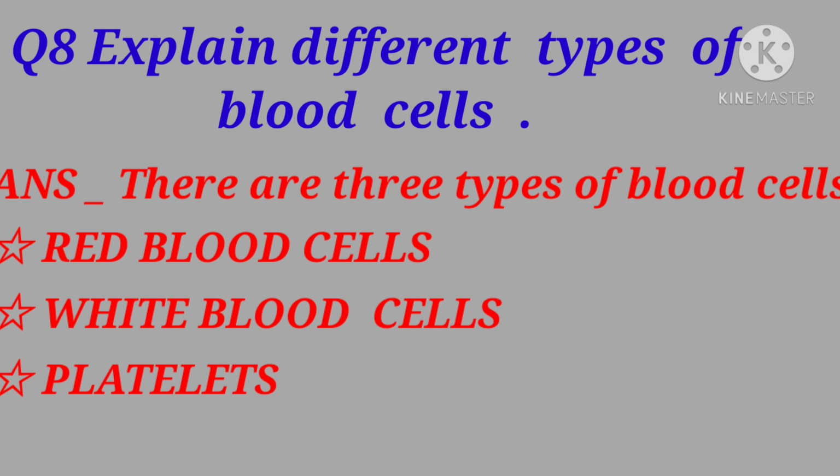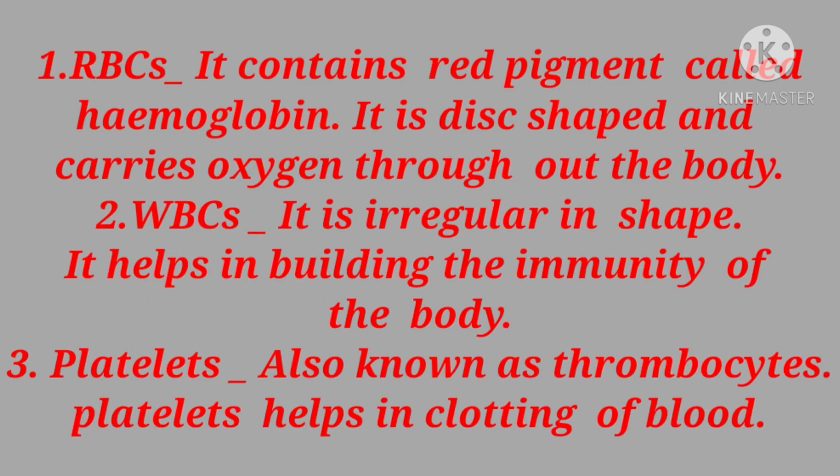So there are 3 types of blood cells: red blood cells, which are called RBC or erythrocytes; white blood cells, which are called WBC or leukocytes; and platelets, which are known as thrombocytes. So RBC contains the red pigment called hemoglobin. It is disc-shaped and carries oxygen throughout the body.